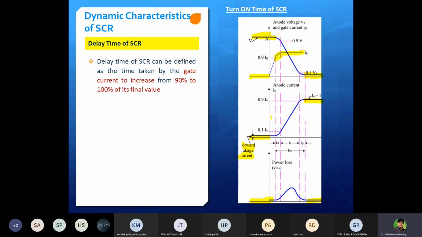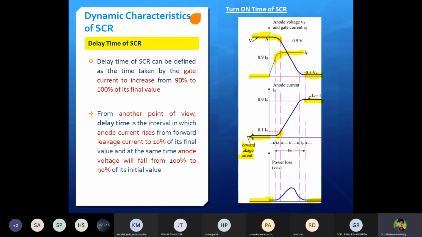And what about anode voltage and current? You can see this portion, and another one is this portion. I call it the delay. Now we can simply define it as the gate current increasing from 90 percent to 100 percent. So this portion, this is 90 percent. From this to 100 percent, whatever gate current you want to give, the interval in which the gate current changes from 90 percent of its final value to 100 percent of its final value, that interval I call the delay time.